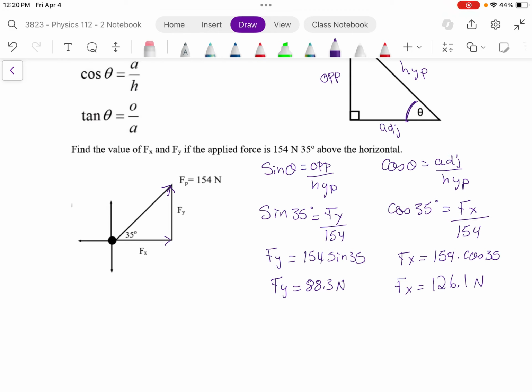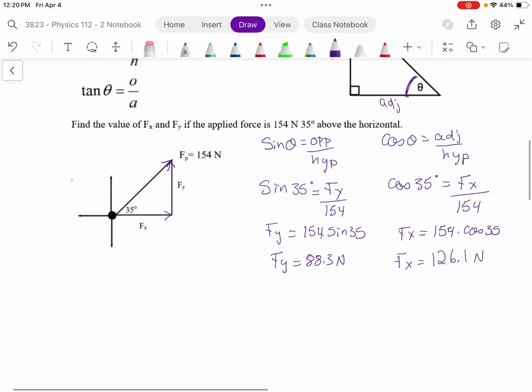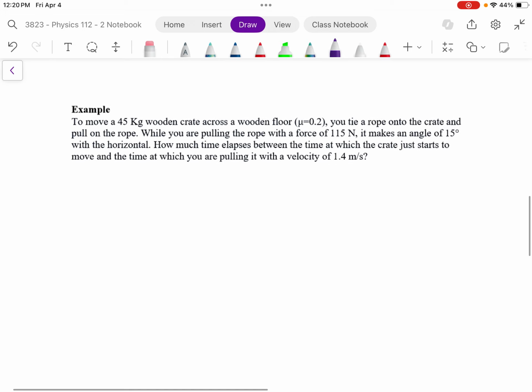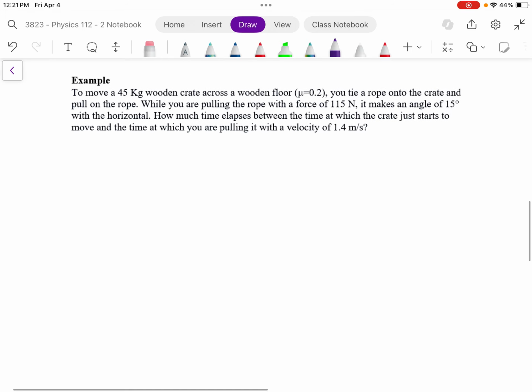We will not, I repeat, we will never have an applied force that's at an angle in our vertical or our horizontal components. We will break it up into the parts that make it up and then include it in the category where it needs to be. So let's take a look at a full problem. We're going to read the problem, we're going to write down the important information, and then we're going to draw a free body diagram that represents the forces acting in this situation.